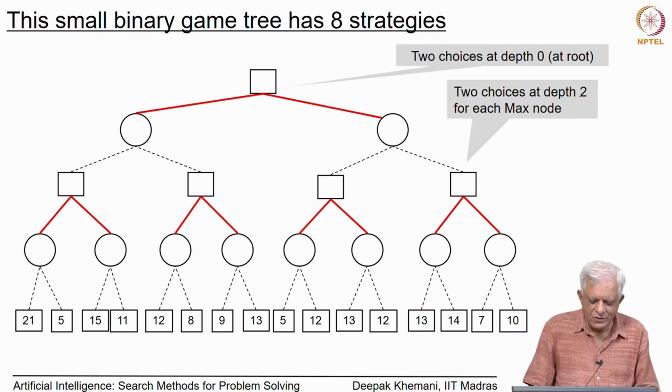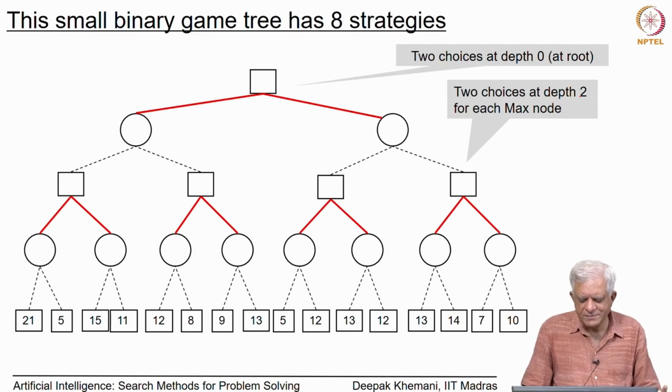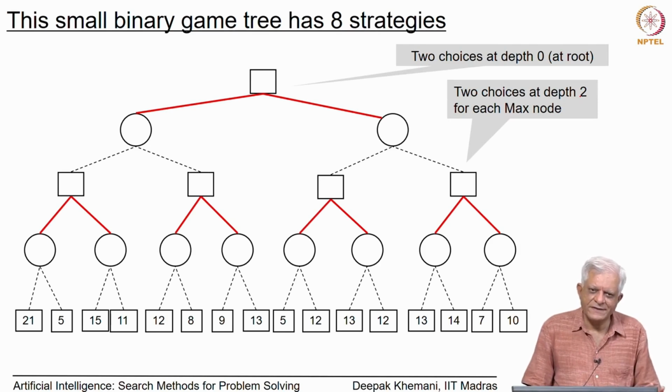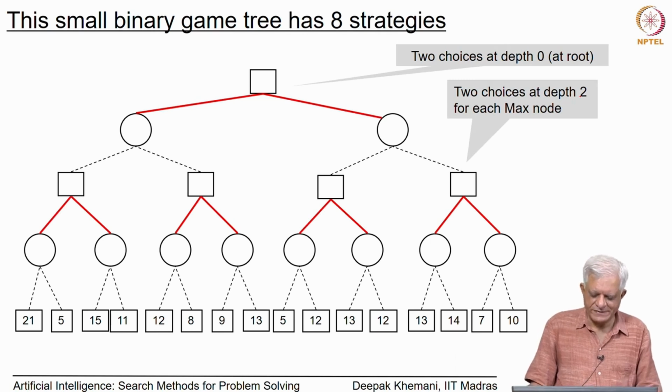So, you have 2 into 2 on the left hand side and 2 into 2 on the right hand side. So, in total this is 4 plus 4, which is 8. I will leave this as a small exercise for you to think about: if you have a k-ply look ahead search tree with branching factor b, how many distinct strategies exist in that game tree? As we have seen in this small example, which is a 4-ply search tree with branching factor 2, there are 8 strategies, and the task of max is to pick the best of these 8 strategies.